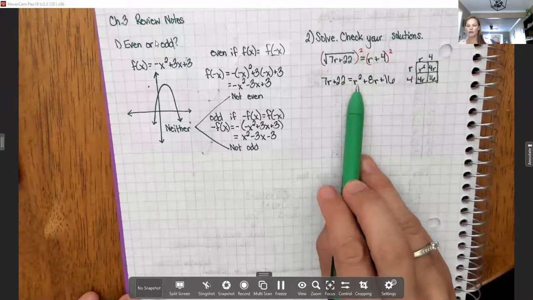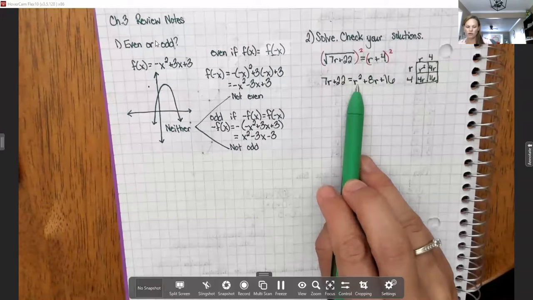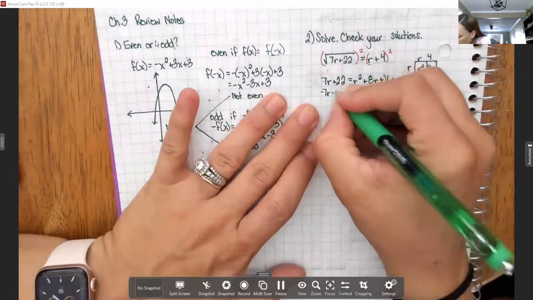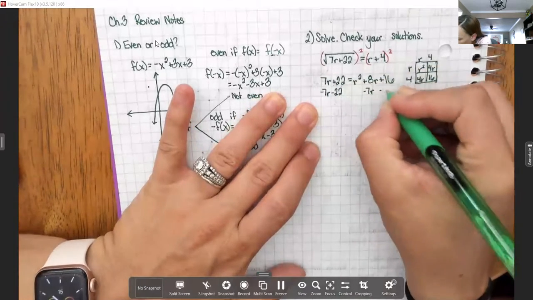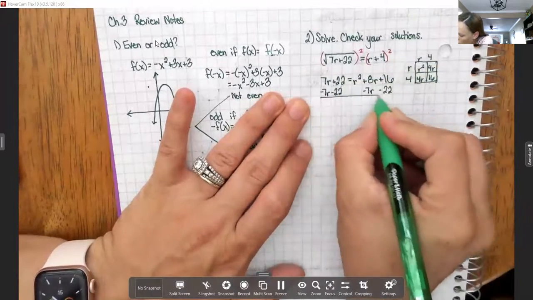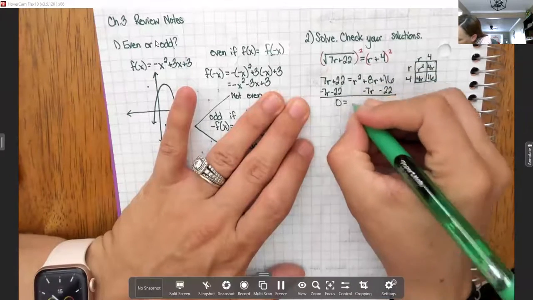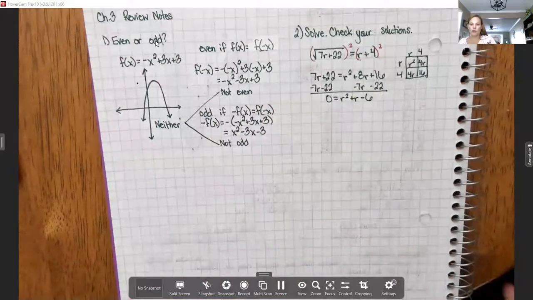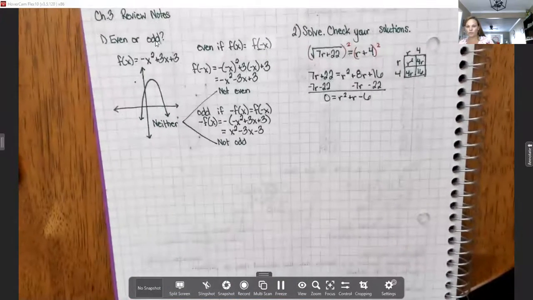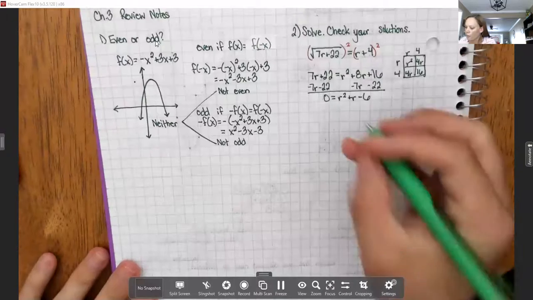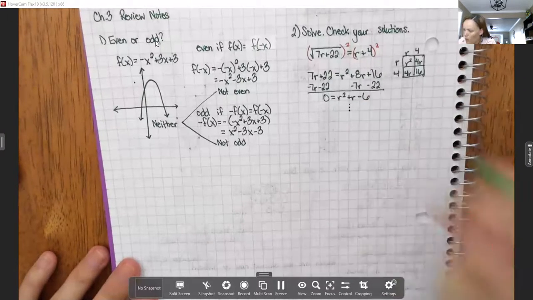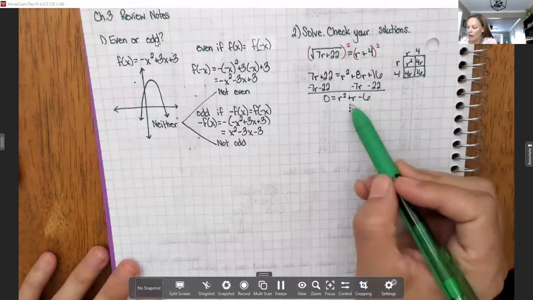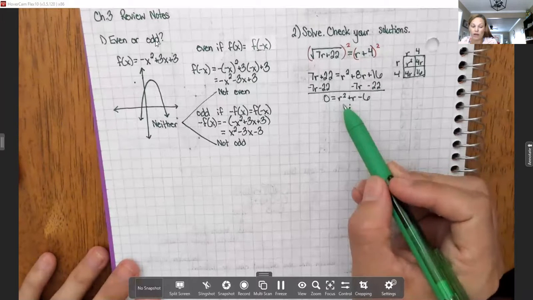We have a quadratic because our highest exponent is r squared, a 2. So we get it equal to 0. Zero equals r squared plus r minus 6. From here, you're either going to factor or do the quadratic formula. By now, we all should know how to solve a quadratic.